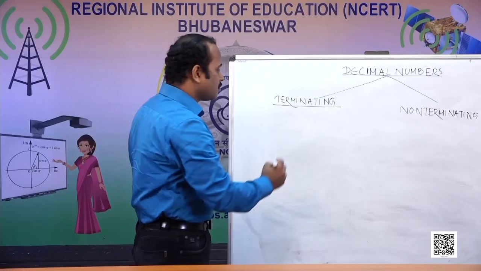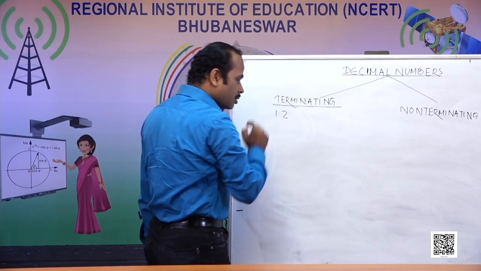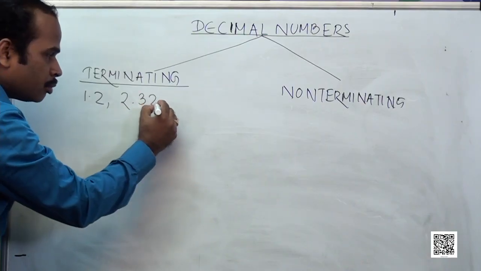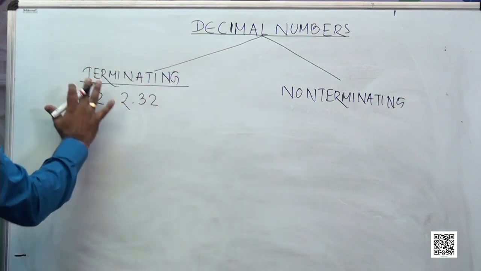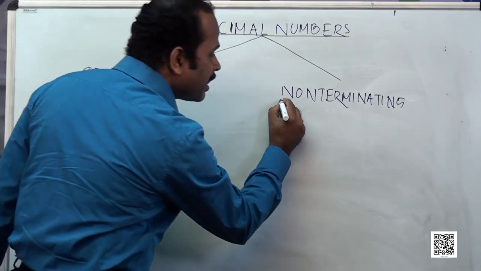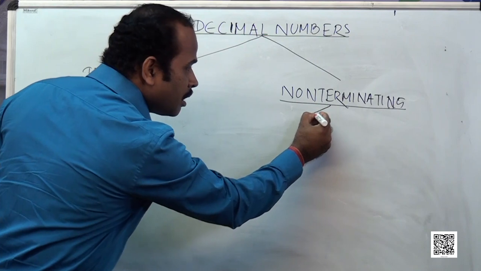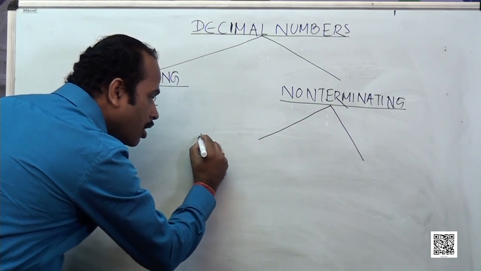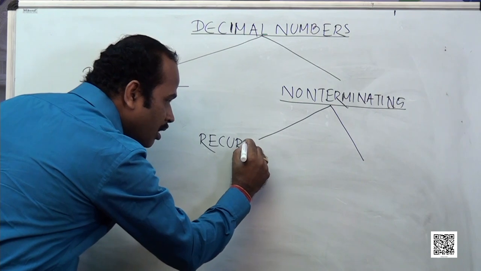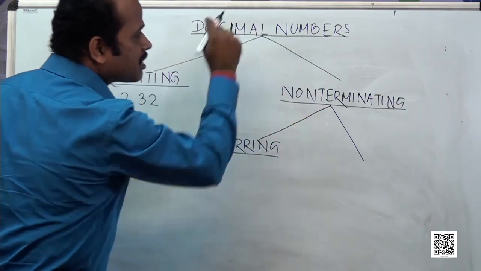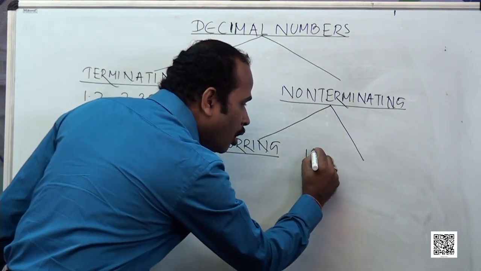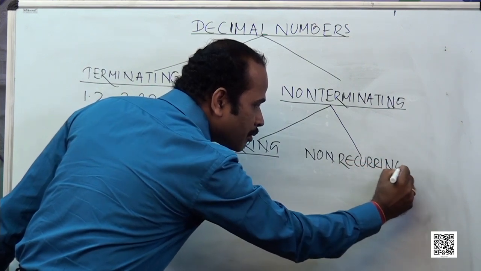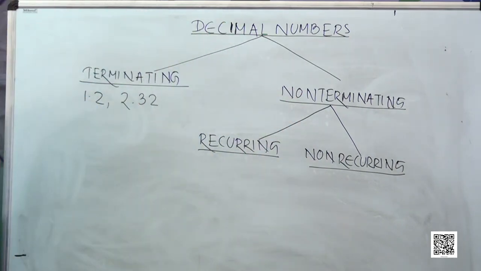So what are terminating decimals? For example, 1.2: after the decimal, one place, it is terminated, it is no more continuing. I can write 2.32: after the decimal, two places, it is terminated. Such numbers are called terminating decimal numbers. Now come to non-terminating decimal numbers. How do these numbers behave? They are again classified into two parts. The first part is recurring or repeating non-terminating decimal numbers, and the other part is non-recurring non-terminating decimal numbers.